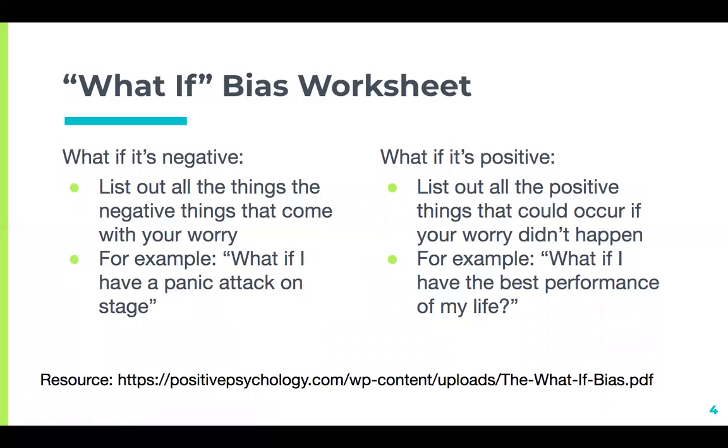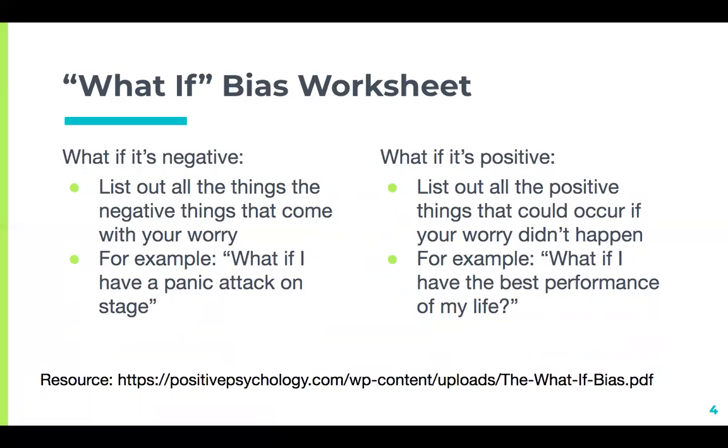The first one is the what if it's negative. So list all the negative things that come with your worry. For example, what if I have a panic attack on stage? So that's your worry. Now talk about what would happen. This would happen, that would happen. I would feel like this, and list out anything that's associated with the negative thing that you're worried about.